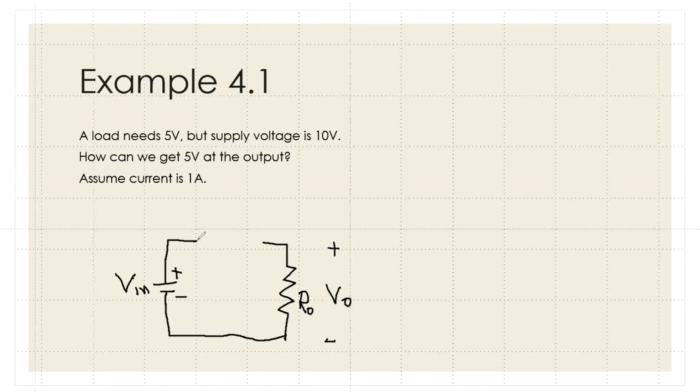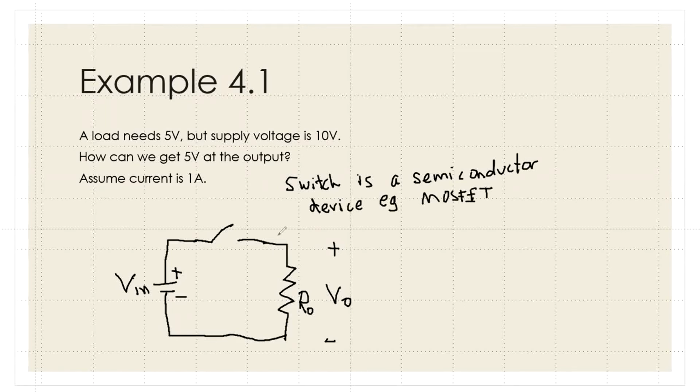Okay, so in order to control the output voltage from the given or fixed input voltage over here, we will use the semiconductor switch that we can control. Okay, so here we will control the on and off of this switch so that we can change the output voltage over here. Okay, so in order for us to control the switch, it has to be a semiconductor device, for example, a MOSFET.